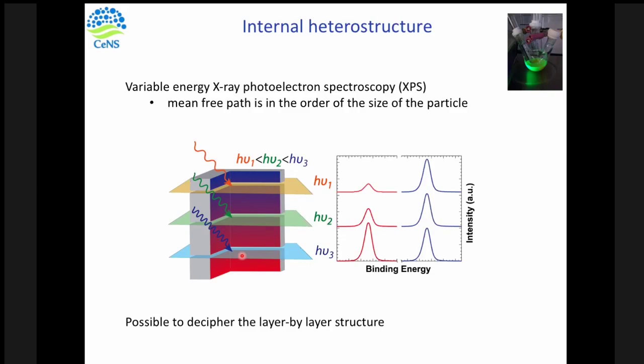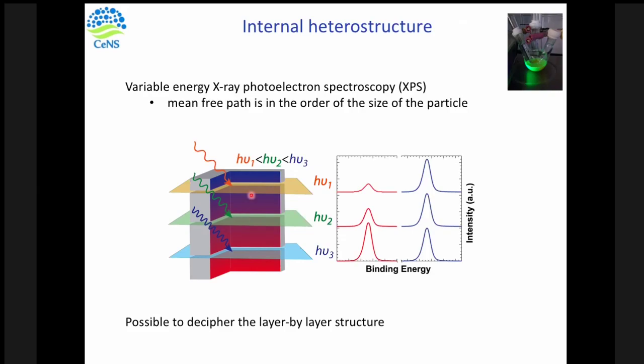In case of inelastic scattering, it will lose the energy, so we'll see it at much lower kinetic energy. Now that is defined. The mean free path, that is the mean distance between two elastic collisions, is known as the mean free path. Now the mean free path of the photoelectron depends on the kinetic energy of that photoelectron.